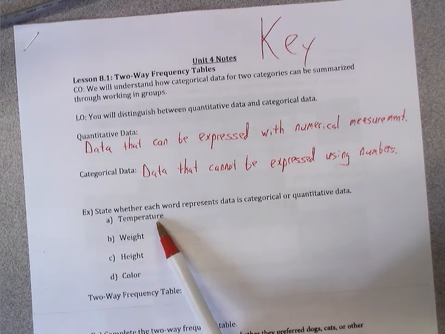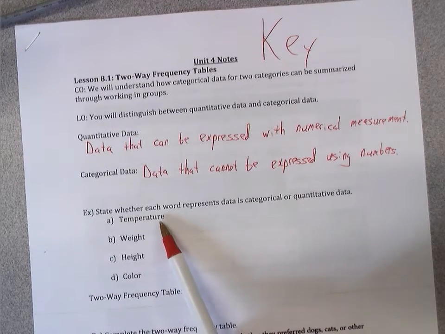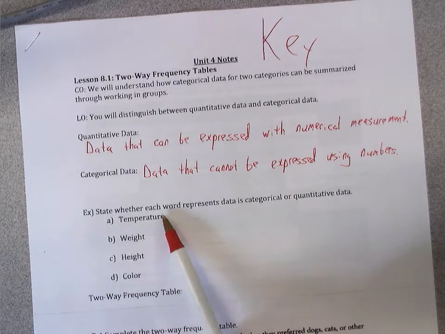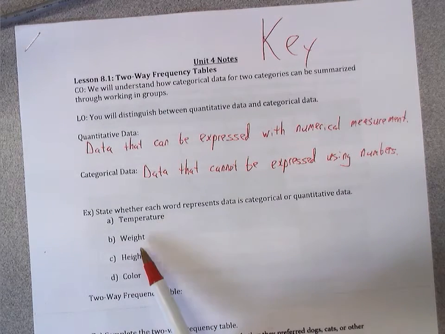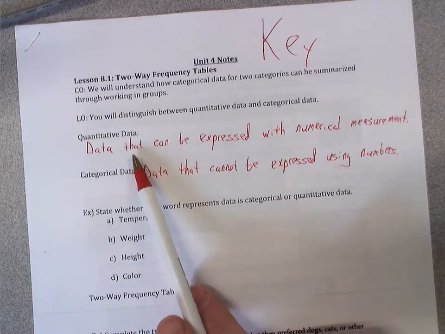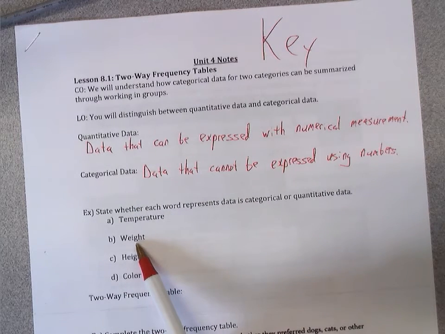Let's see, temperature. Can temperature be expressed numerically? Of course it can. We have degrees Celsius, degrees Fahrenheit. We could have like 30 degrees Celsius, 50 degrees Fahrenheit. Weight. Weight is also quantitative. That can be a measurement. It could be in pounds or kilograms or grams, okay, or any other sort of weight measurement. Height. Height, also quantitative. We can measure ourselves in feet, inches, centimeters, millimeters, meters, okay?